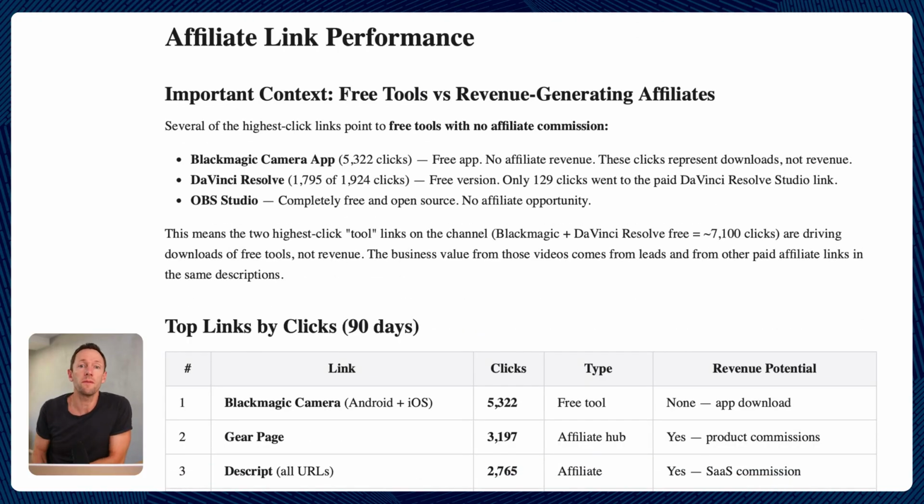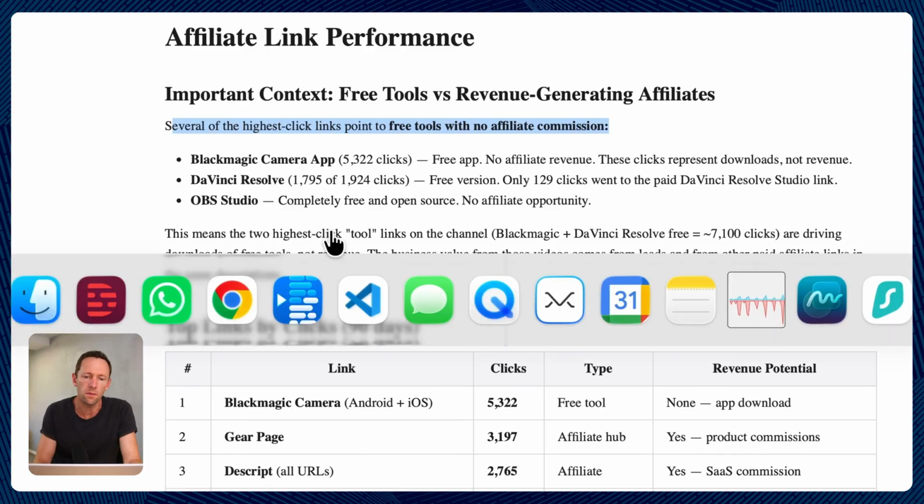So let's keep coming down here, affiliate links. Affiliate revenue is one of the biggest ways that we make money at Primal Video. So being able to track which videos are having the affiliate links clicked in the description is huge. Which videos should we make more of if that was a goal of ours? So straight out here, it says several of the highest click links point to free tools with no affiliate commission: Blackmagic Camera App, DaVinci Resolve, OBS Studio. Yeah, perfect. They're all free tools. So not every link needs to be an affiliate link. But maybe now this is a great opportunity to dive in deeper on this.